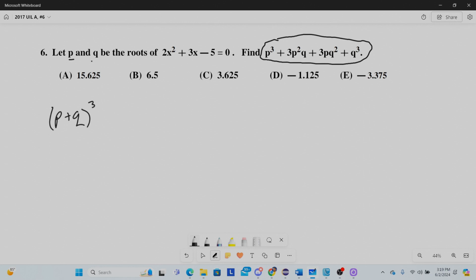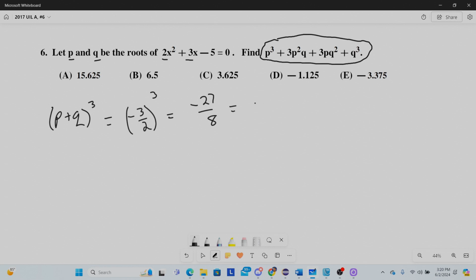But p and q are roots, so this is an expansion of the sum of roots. This is the sum of roots to the third. Well, Vieta's formulas, which I have a video on by the way, tell you that the sum of the roots is negative b over a. So it's negative 3 over 2. That's without even knowing the roots. You just know the sum of the roots raised to the third. So it's a negative 27 over 8.